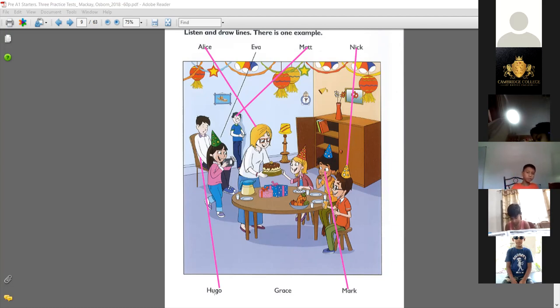Next one, the man who is sleeping is the father. He is Hugo. The man who is sleeping is Hugo. Next one is Mark. The boy who is wearing a blue hat is Mark. So please check your answers and draw lines. If it is wrong, you can draw the correct line by using this. Check your answers.